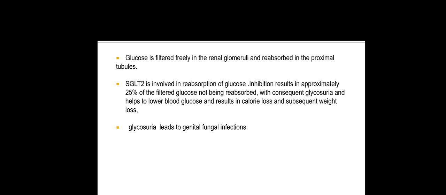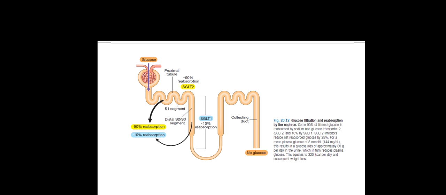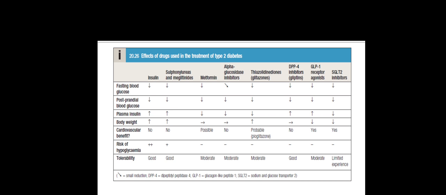So you increase the glycosuria, you reduce the reabsorption of the filtered glucose by inhibiting the sodium and glucose transporter 2. But the adverse effect being glycosuria may lead to increased incidence of genital fungal infections. So in this picture you can see the SGLT2 in the proximal tubule is responsible for the reabsorption of glucose, which gets inhibited by these drugs.